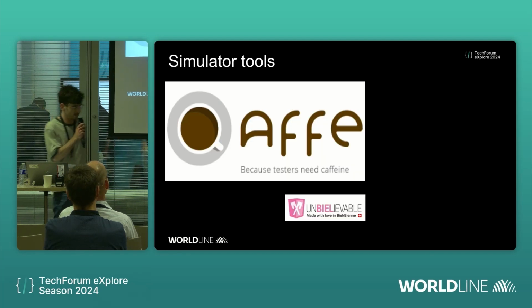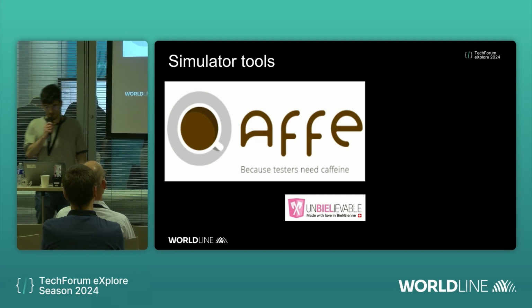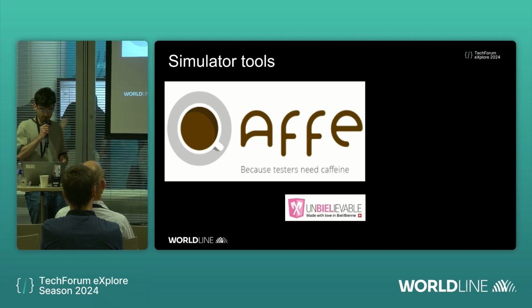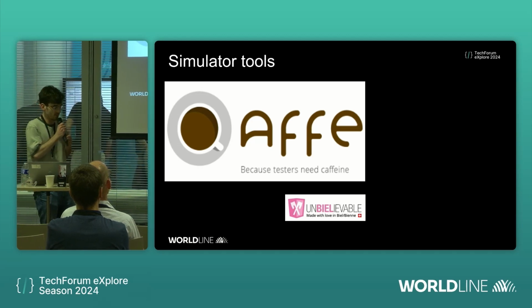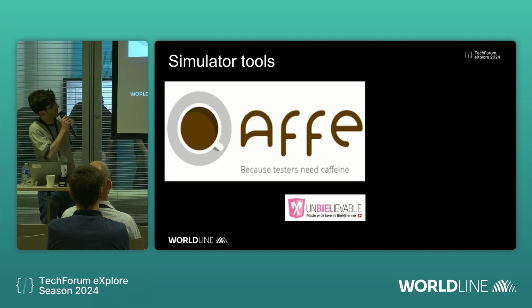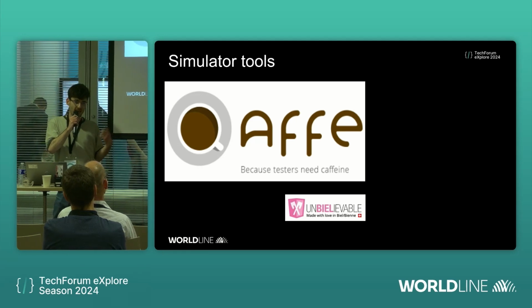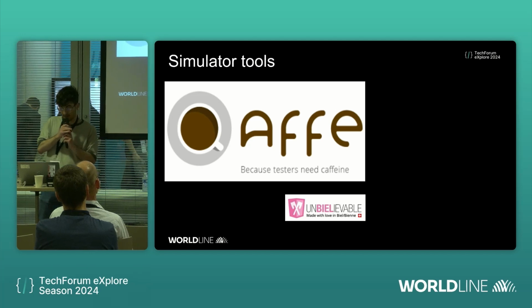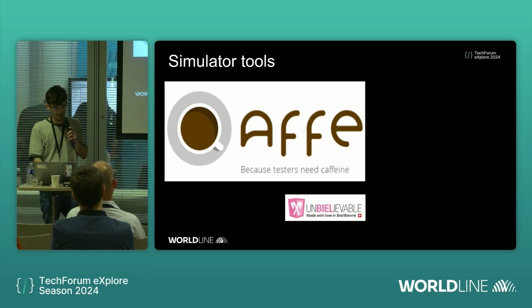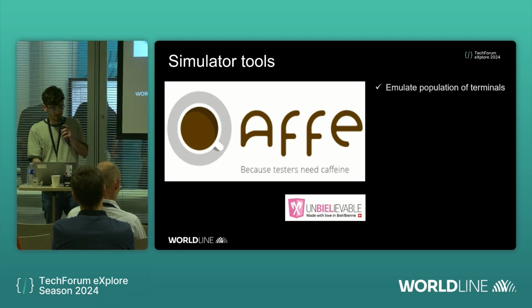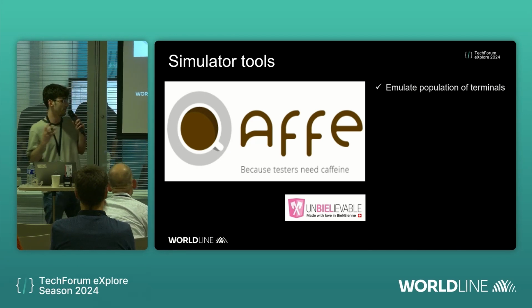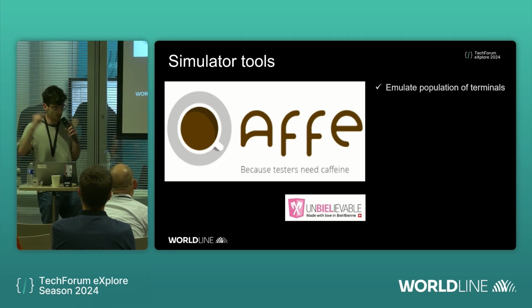So now we have ideas of how to collect data, what we're looking for, and we have a performance test environment. How are we going to execute the tests? You need a simulator tool. And we have been using CAFI, which is a tool that was developed in Switzerland. It emulates a population of terminals, which will send messages or transactions to wherever you point it to.